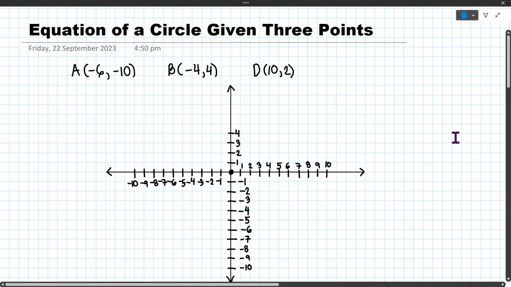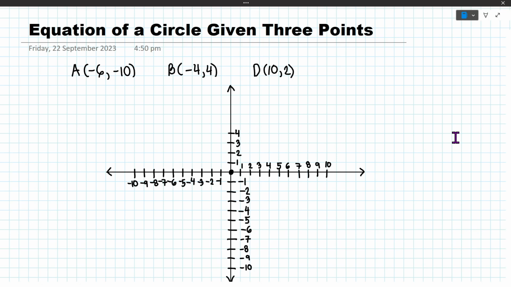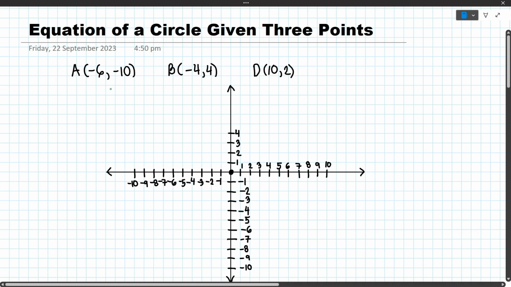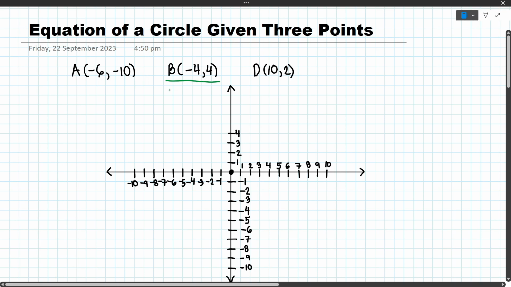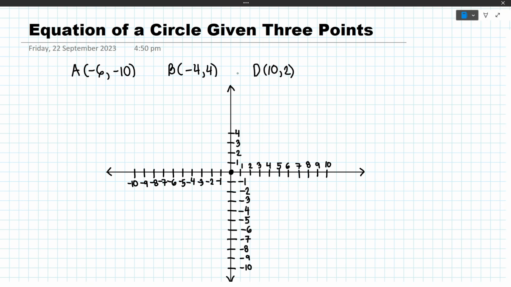In this video, we are going to discuss how to develop the equation of a circle given 3 points. Now, let's consider the following points: A at -6, -10, B at -4, 4, and point D at 10, 2. First, let's plot these points using our graphing paper.